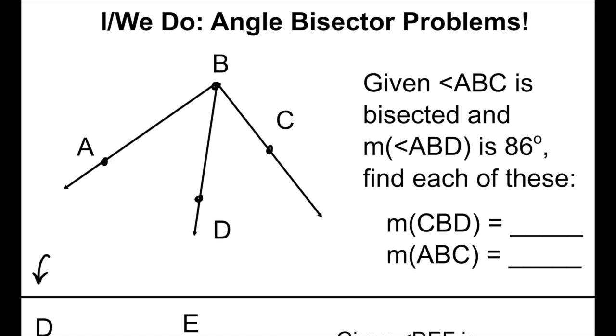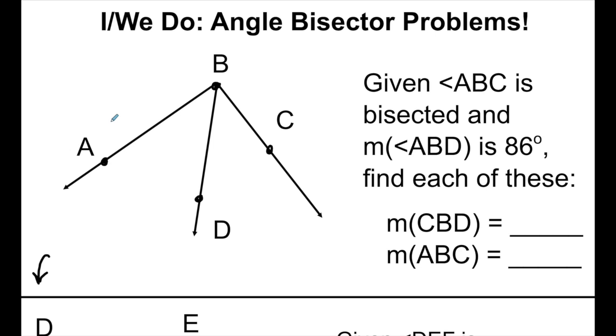Okay? So here are some problems where I'm going to do them, and maybe I'll offer you opportunities to chime in. But this is mostly going to be done by me. And later on in the video, there are going to be problems for you to try as well. Okay? So I have a triangle, an angle ABC. I know it's bisected. I know that ABD equals 86 degrees. I need to find the measurements of CBD and ABC.